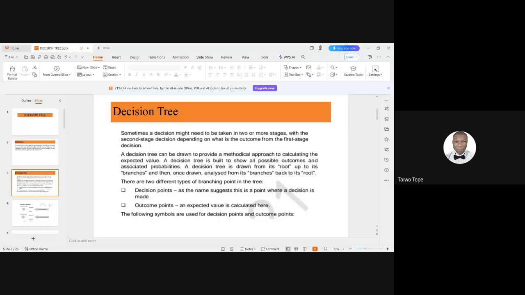From the branches, you walk backward to its root to determine the decision to be taken. There are two different types of branch points in a tree: the decision point and the outcome point, sometimes called the chance point. As the name suggests, a decision point is a point where a decision is made, and at an outcome point, an expected value is calculated. The following symbols for decision point and outcome points are used.